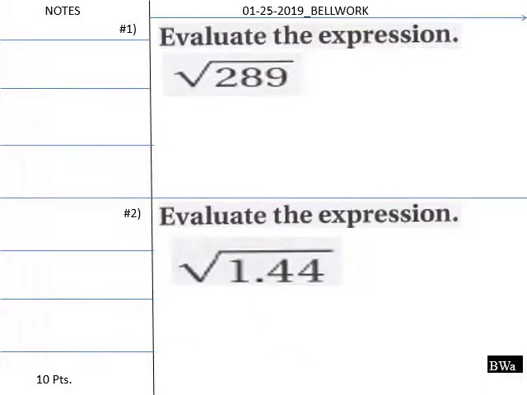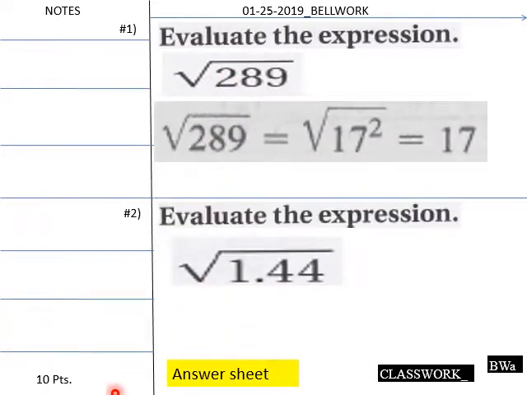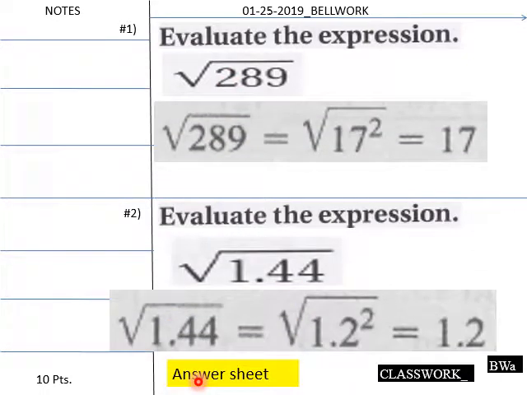Okay, welcome back for our answers to our bell work. There's number 1, it's 17. And then radical 1.44 would be 1.2.